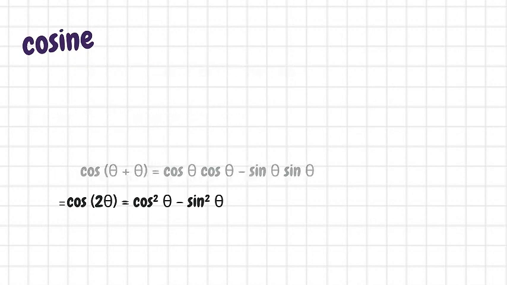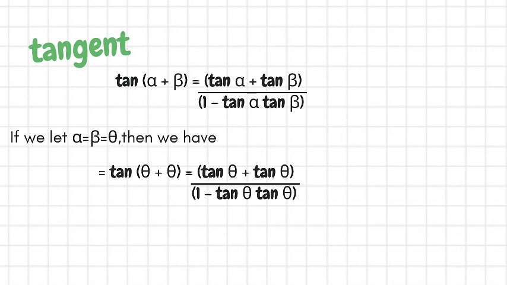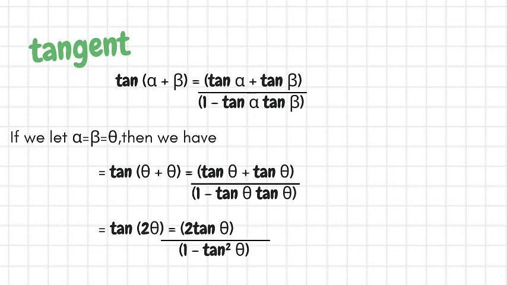And for the tangent, it is also the same process. We let alpha is equal to theta and beta is equal to theta, and we will substitute theta for both alpha and beta. Now we have tangent of theta plus theta is equal to tangent theta plus tangent theta over 1 minus tangent theta times tangent theta. And that makes 2 tangent theta over 1 minus tangent squared theta. So this is our double angle formula for tangent. Make sure that you write down those 3 formulas because we're going to use them soon.